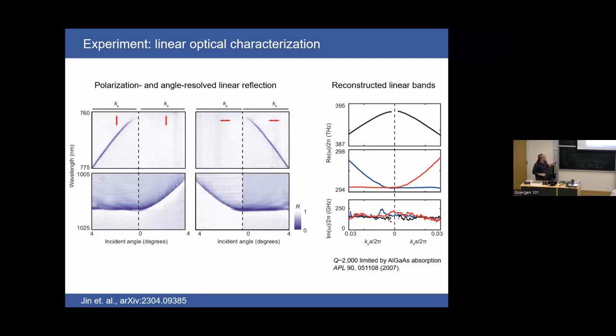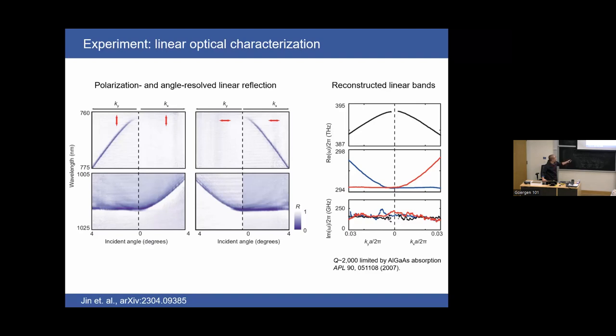Starting from linear characterization, this is just a linear band structure characterization. What's color-coded is the reflectivity. And now it's reflectivity as a function of momentum. So this is Kx, this is Ky, this is Kx, this is Ky. The reason why you have these two plots is because we're using different polarization.